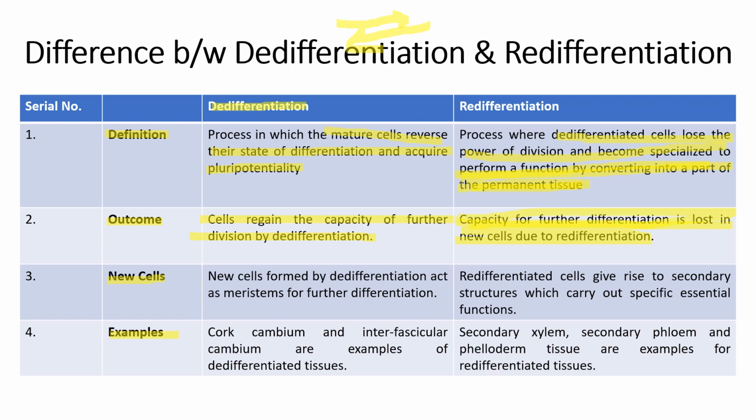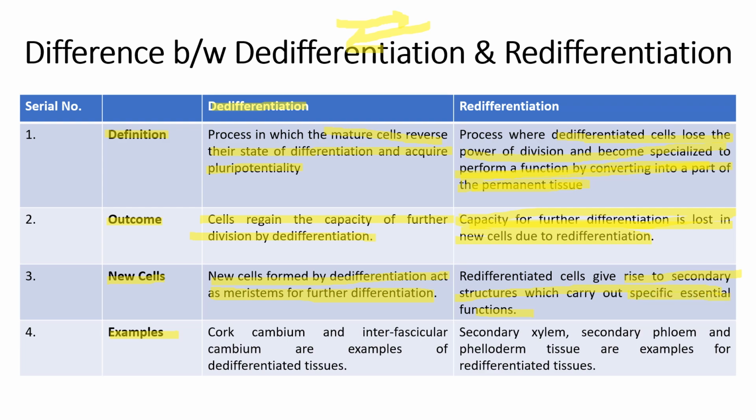Then the new cells. The new cells formed by dedifferentiation act as meristem for further differentiation. But in redifferentiation, the cells give rise to secondary structures which carry out specific essential functions. For example, secondary xylem and secondary phloem help in the transportation of food and water. So they perform a specific essential function.